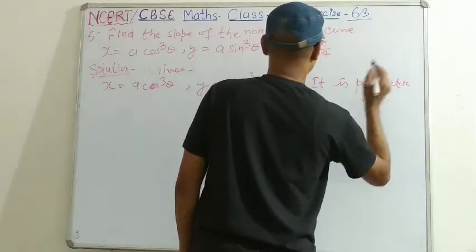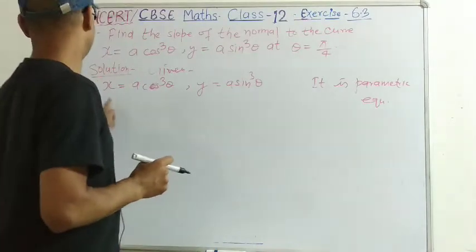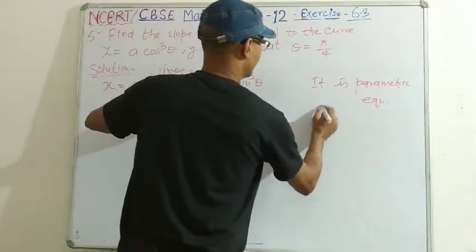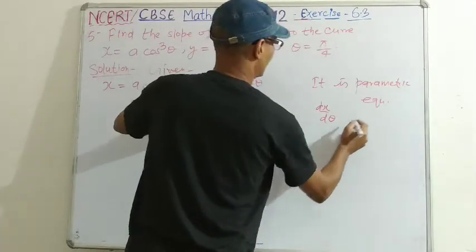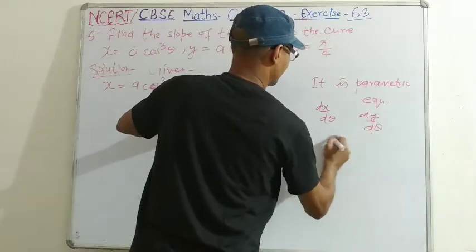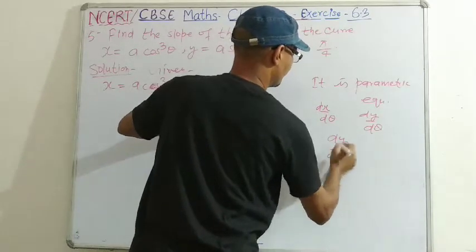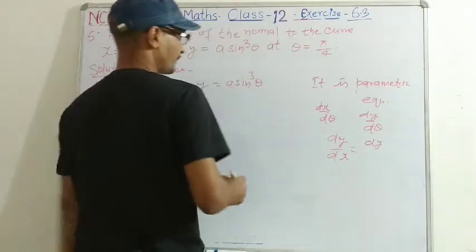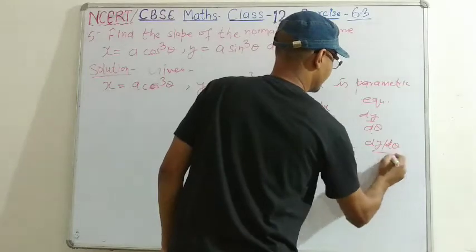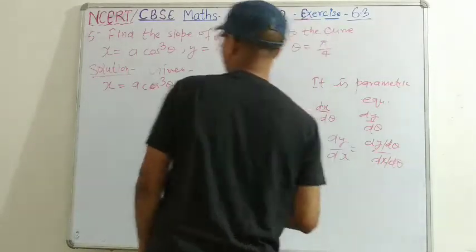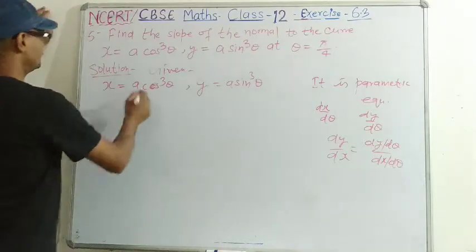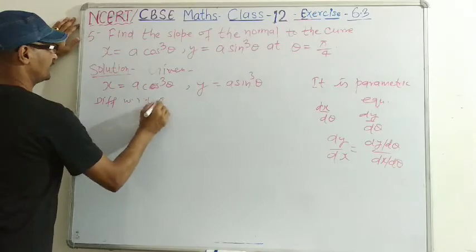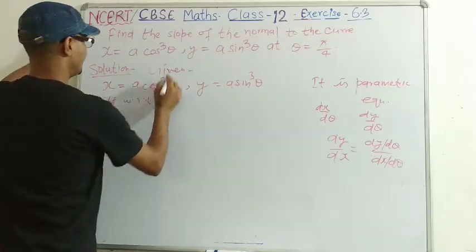Parametric, so you know this thing, differential of x with respect to theta. So we find here dx by d theta, and from y we find here dy by d theta. Then formula was dy by dx we need, so dy by d theta by dx by d theta, it was the parametric form. So we write here, differentiating with respect to theta, not x, because this variable is theta.